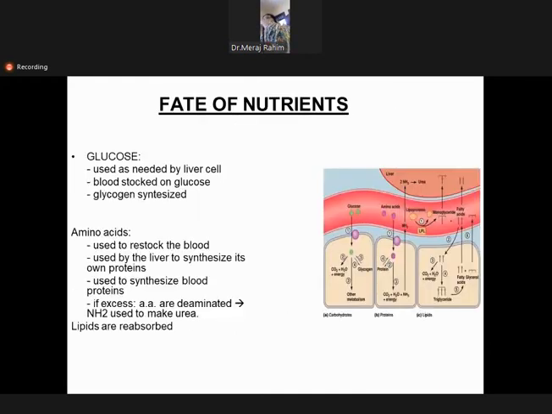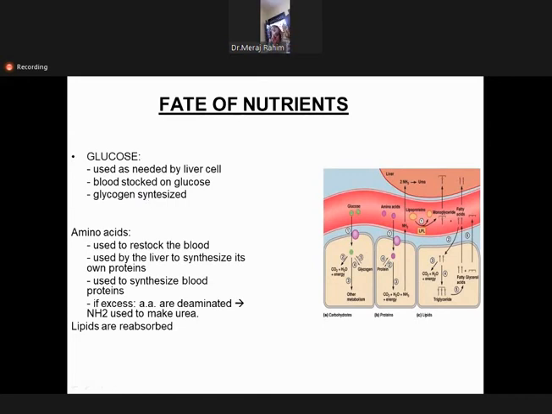So now the fate of nutrients. As you know, when all these things are digested, they are then absorbed, and they have to be utilized. They are circulated in the blood and go into different areas, and from the different areas, they will be taken up for utilization. And if there is excess glucose, what will happen? It will get converted into bigger molecules like glycogen.